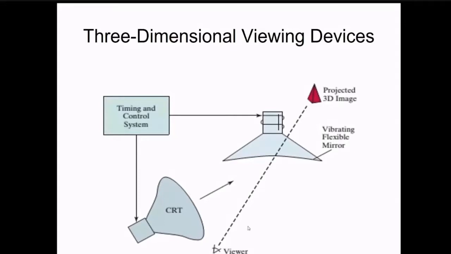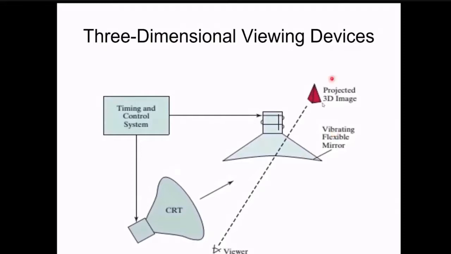Okay, so now over here we have one thing that is given in your Hearn and Baker. So what it says is we have a timing and control system. We have one CRT monitor. This is a very old thing that we have with us. We have one mirror that will reflect the image from the CRT monitor, and that would vibrate based on the perception of the viewer. So we have one viewer over here. This is the viewer's direction, and the viewer will be able to see the projected 3D image.